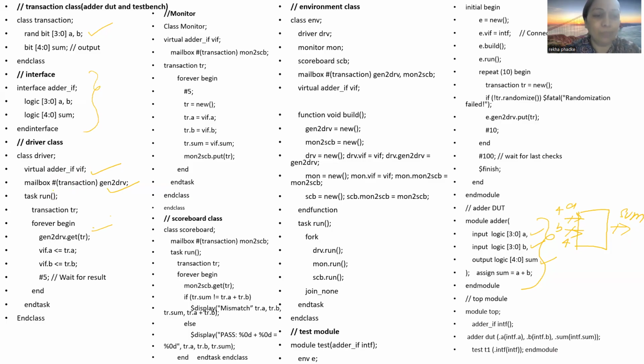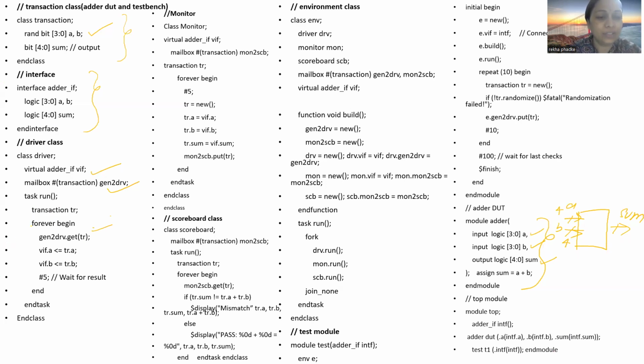And then the mailbox. I'm naming it gen2drv because it's between generator and driver. And what is the mailbox sending to us? It's sending this packet, which is nothing but the transaction packet. So I have to mention it in the mailbox syntax as mailbox #(transaction). So what the mailbox carries and what the name of the mailbox is, that is the syntax to be mentioned.